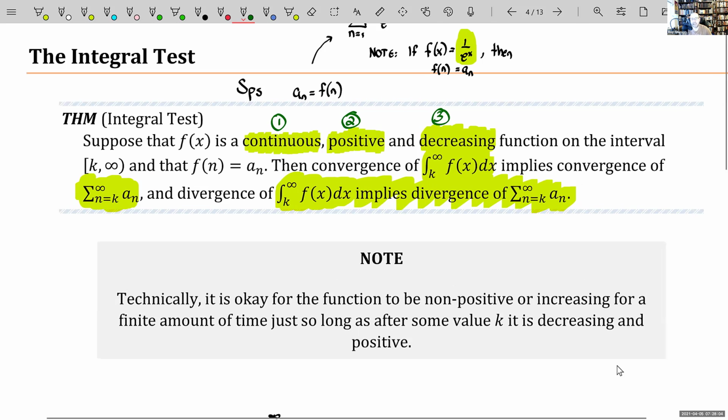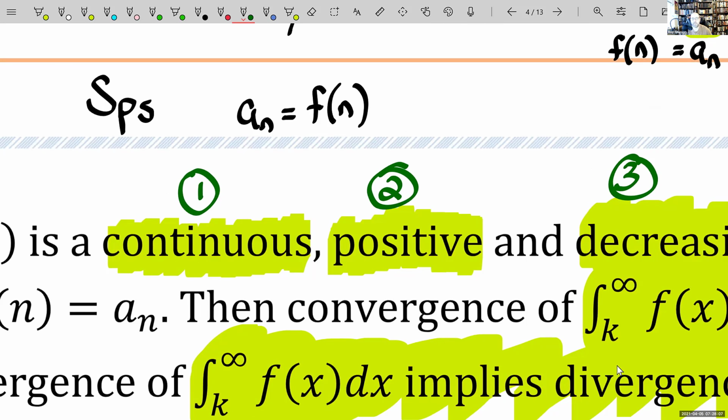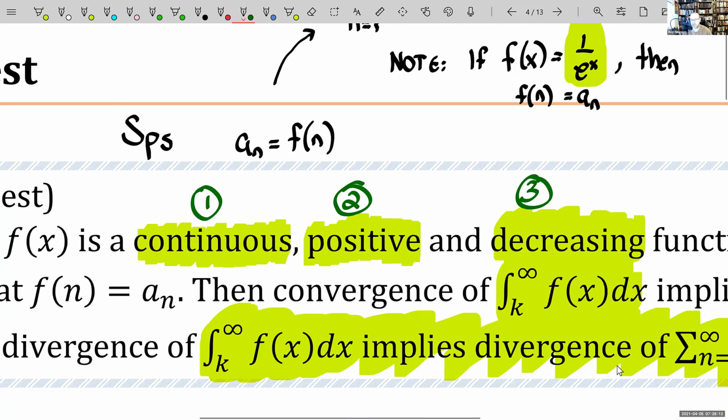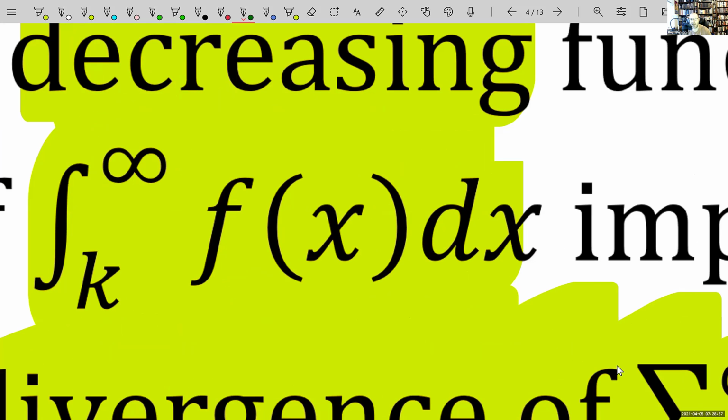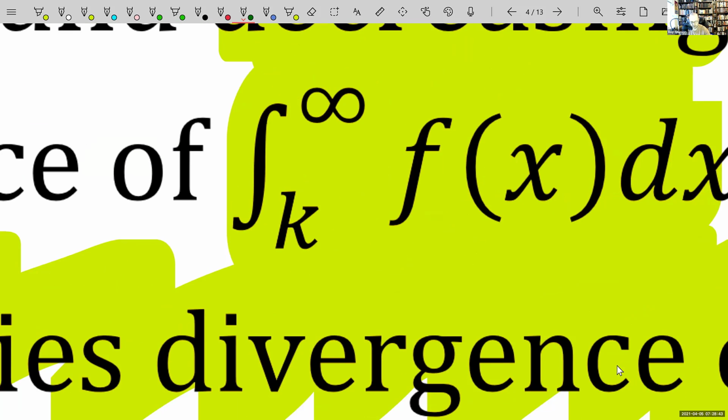So we need to state that the sequence the series is based upon is continuous and positive, or the function, I should say, that is related to the sequence is continuous, positive. And then you use a derivative to showcase that function's decreasing. If you have a function that's related to your series that satisfies those 3 conditions, then you can determine the convergence or divergence of your series based upon the convergence or divergence of the improper integral of that function, f of x.